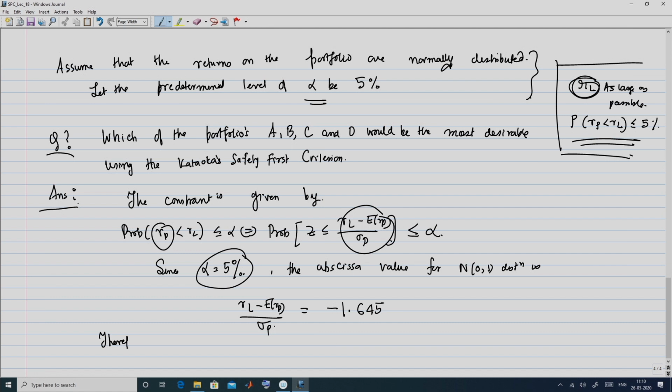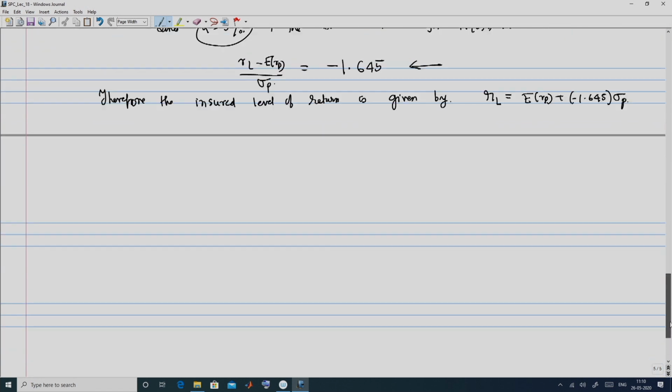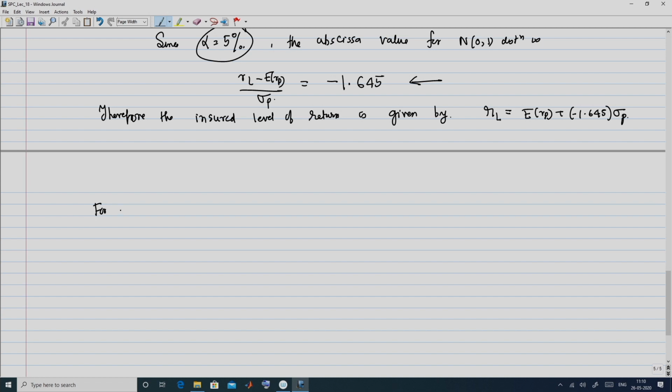Therefore, from this relation we can get the insured level of return, which is given by RL equal to ERP plus minus 1.645 into sigma p. Now for portfolios A, B, C and D, what do we have? We need to calculate RLA, RLB, RLC and RLD.